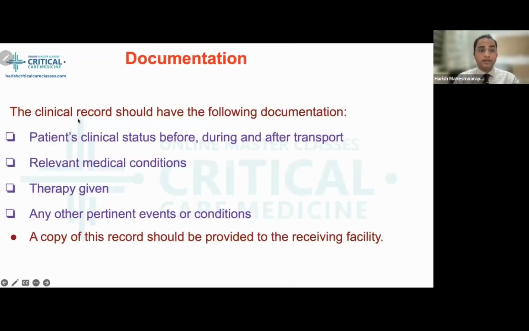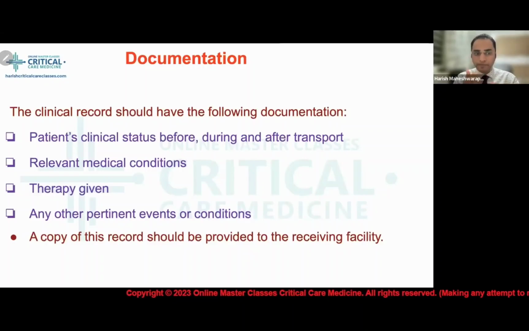So, documentation. The clinical record should have the following documentation: the patient's clinical status before, during, and after transport, relevant medical conditions, therapy given in the referring hospital and during the transfer, and any other patient events or conditions which happened during the transfer process. A copy of this record should be provided to the receiving facility.